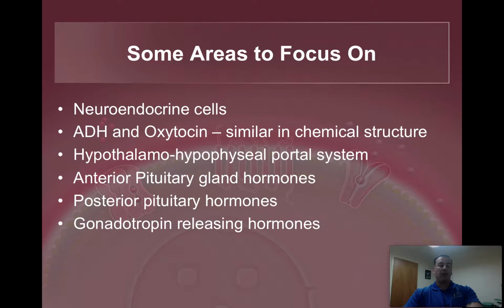Gonadotropin releasing hormones, again, that's kind of specific, but if you just think of releasing hormones in general, like TRH, thyroid releasing hormone, what is that going to do for you? Where does it come from? Where does it go? Who does it affect?